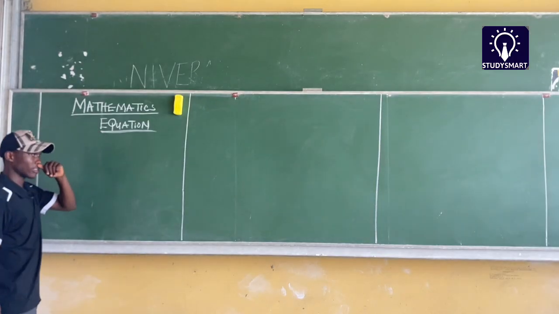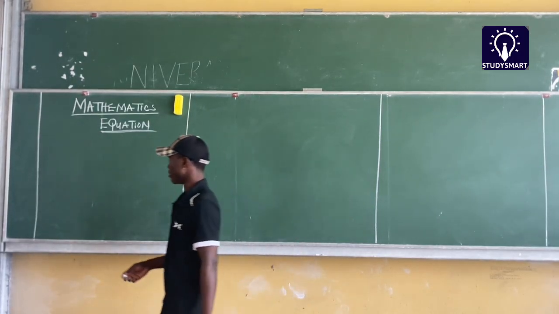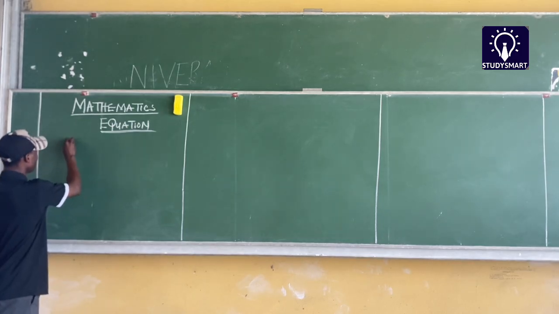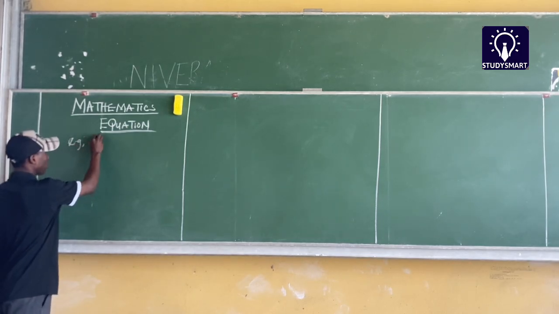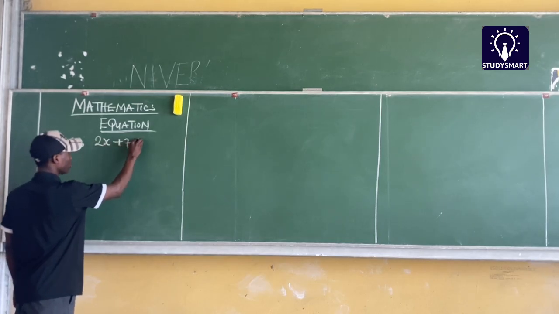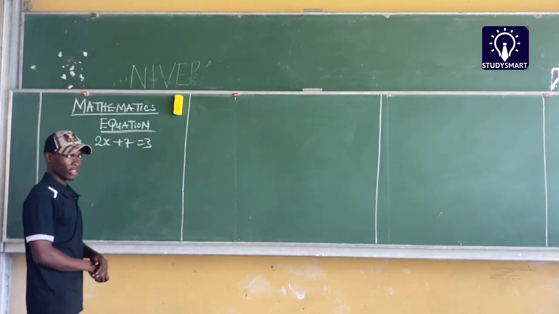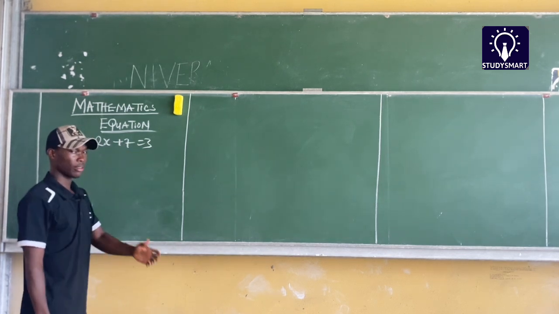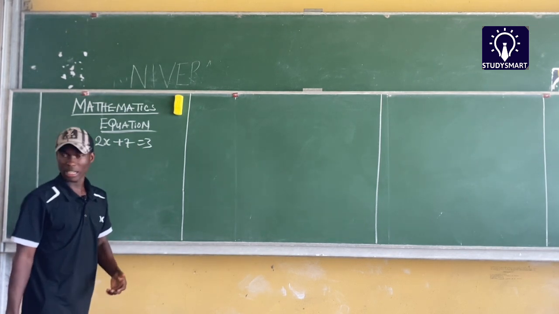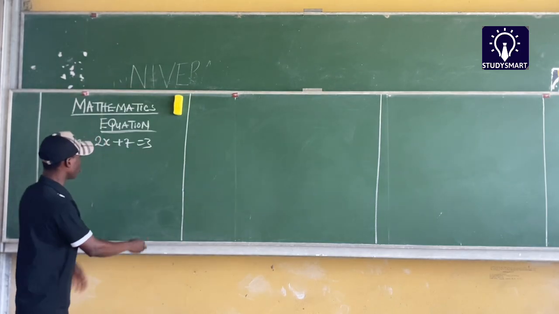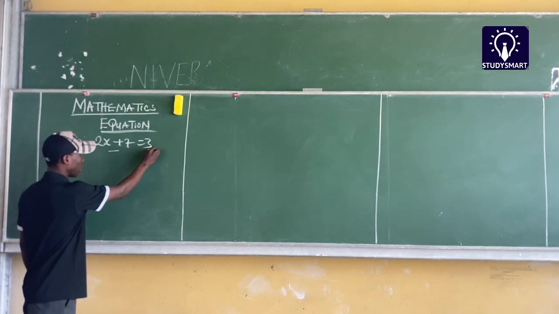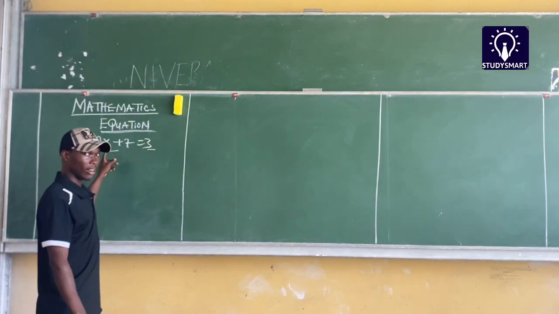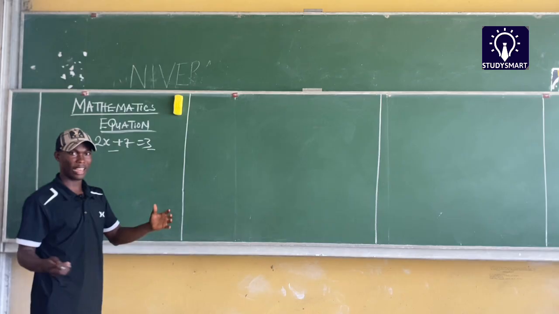So what that means is that if I have a problem like this, for example, 2x plus 7 equal to 3, this is a basic example of an equation. From the definition I gave you, an equation is a mathematical statement telling you that these two sides, this side and this side, the left hand and the right hand side, are equal.